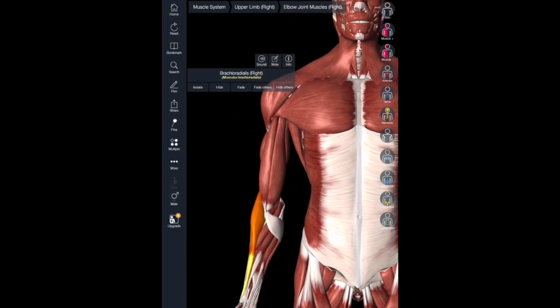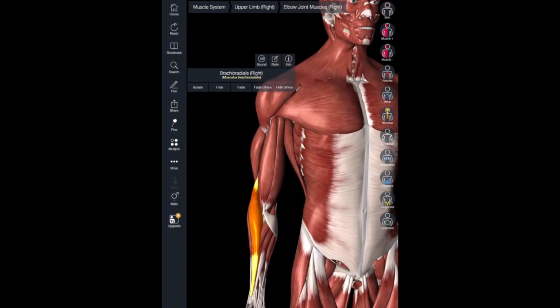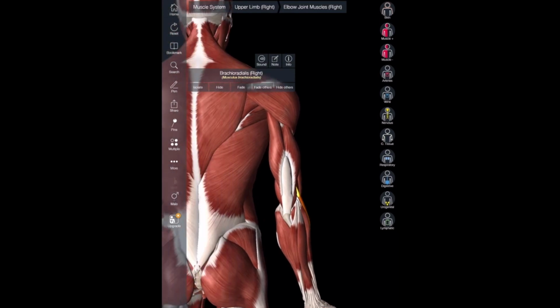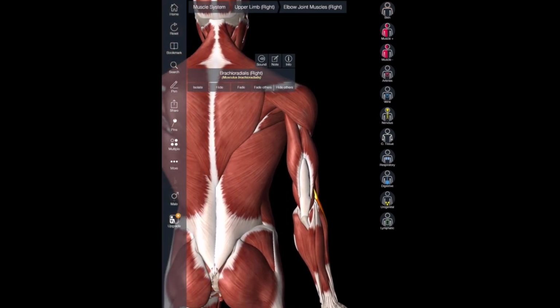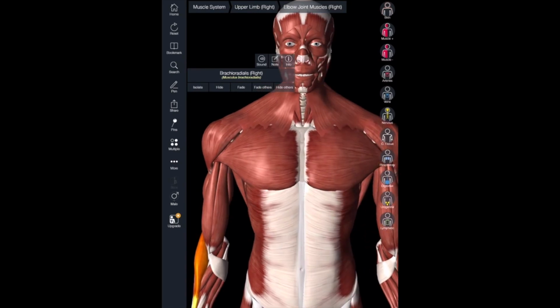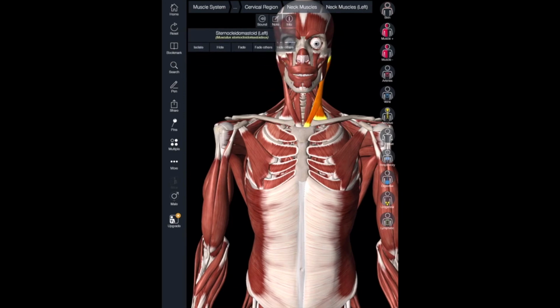What else here? Okay, so how about elbow extension? Prime mover in elbow extension, that's pretty simple. That's triceps brachii. Flexion of the cervical spine. What do you think would be prime mover in flexion of the cervical spine? Let's take off the most superficial. Here we go. Prime mover in flexion of the cervical spine is sternocleidomastoid.